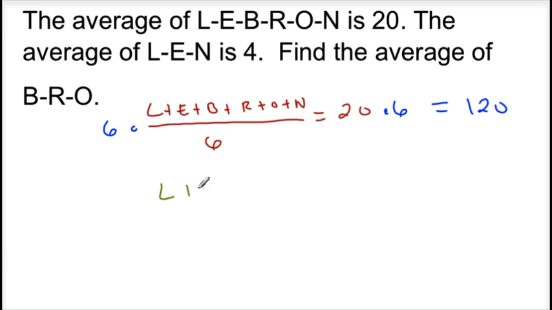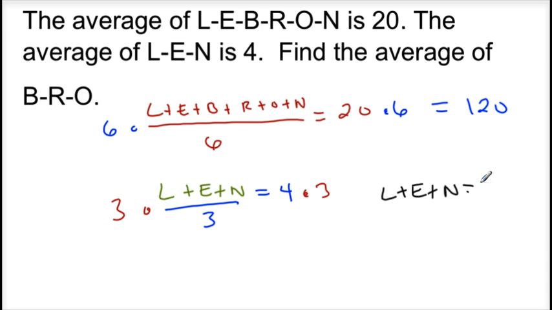So now we have L plus E plus N, and the average of this is 4. So L plus E plus N divided by 3 is equal to 4. How do I find the total of this one? Multiply by 3. So now I can say that L plus E plus N is equal to 12.